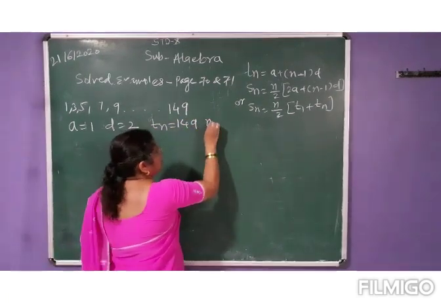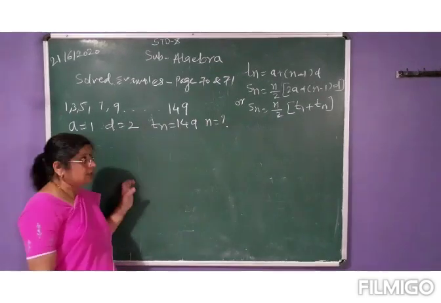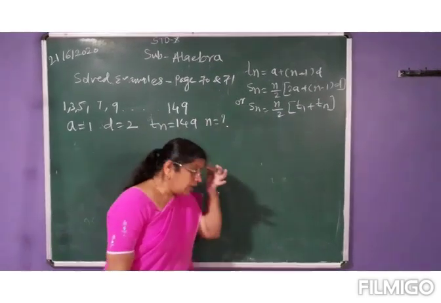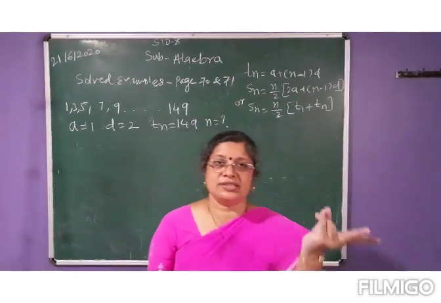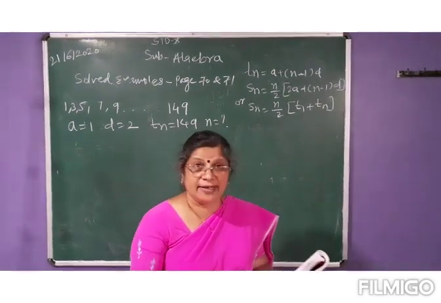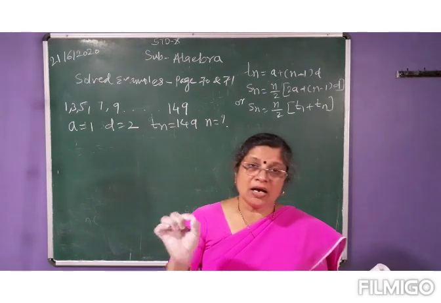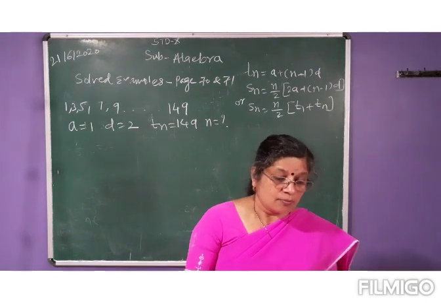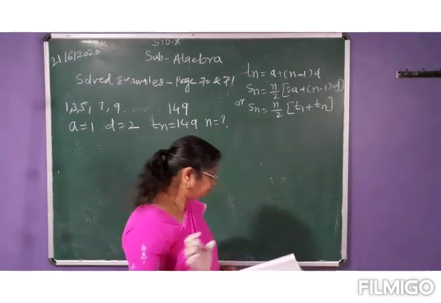But you don't know how many terms are there. Right? And what you have to find out, see, the two questions are merged over here in a single question. What question is asked? Find the sum of all odd natural numbers from 1 to 150.